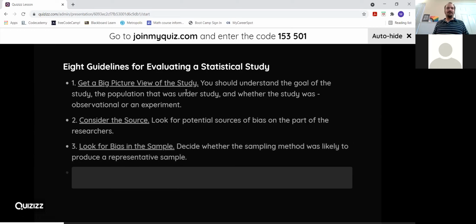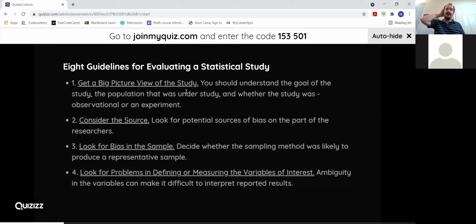If Sweetums is telling you sugar is good for you, is it good for you? You probably should be a little skeptical of that. They have a profit motive, right? So number 3 was look for bias in the sample. We talked a little bit about this last time, but how we choose a sample, biases can come up with it.